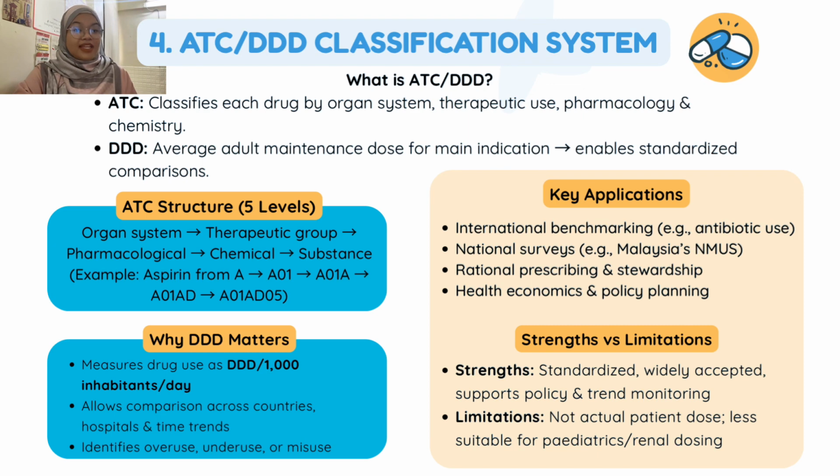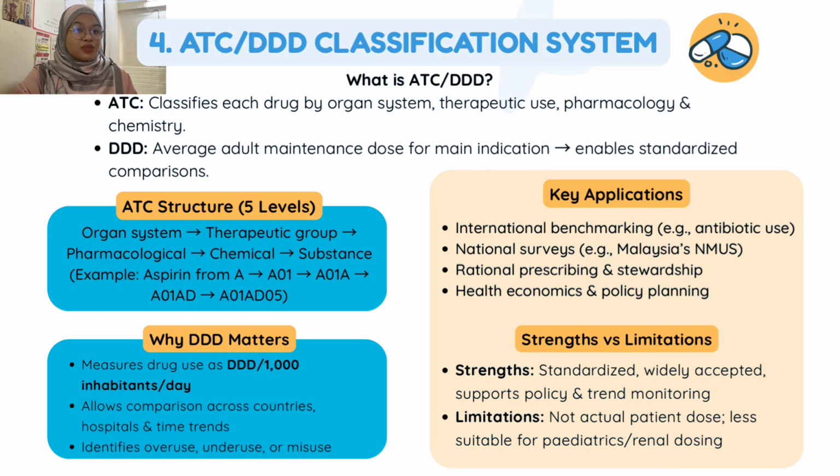On this slide, I explain the ATC-DDD system, which is the global standard used by WHO to measure and compare medicine use. ATC classifies drugs in 5 levels, from the organ system down to the specific chemical substance, allowing very detailed analysis. The DDD represents the average adult maintenance dose, and when expressed as DDD per 1,000 inhabitants per day, it enables fair comparisons across countries, hospitals, and over time.